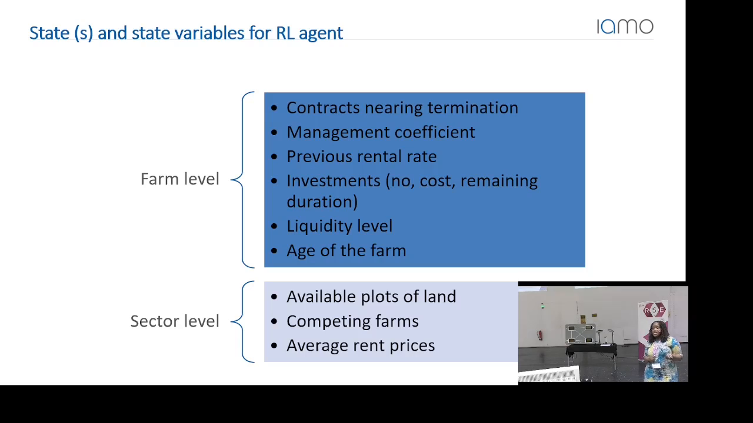They also need to consider investments. So how many investments do they have? What is the cost of this investment? And how much time is remaining until the investments become obsolete and they need to reinvest? And we also consider liquidity, so how much money they have, and the age of the farm. They also consider some sector level variables. So they consider how many plots of land are available, how many farms there are, and the rental price.